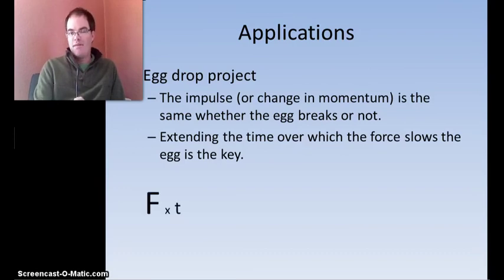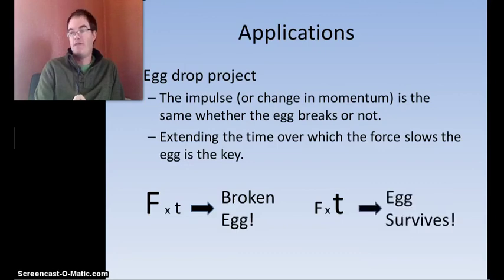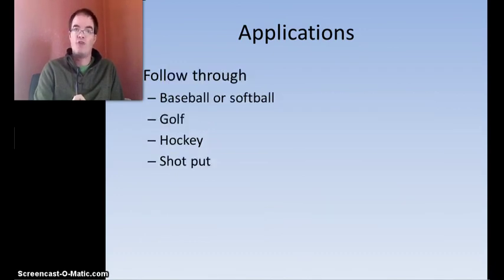If the time is very, very short, such as an egg just landing on concrete, well, it's going to come to a very abrupt stop, isn't it? The time it takes to slow down is very, very short. That is going to yield a broken egg. However, if the time is extended by putting in some sort of padding or something, well, then the force doesn't have to be as large to stop the egg, and the egg survives. All right? Change in momentum is equal to the impulse. The impulse is force times time.